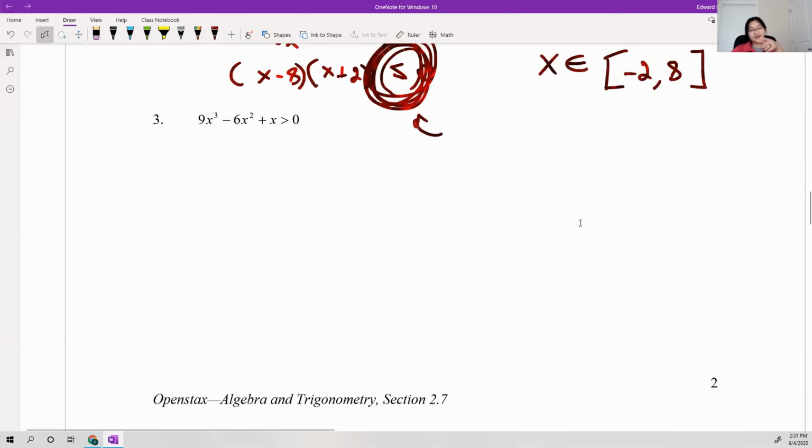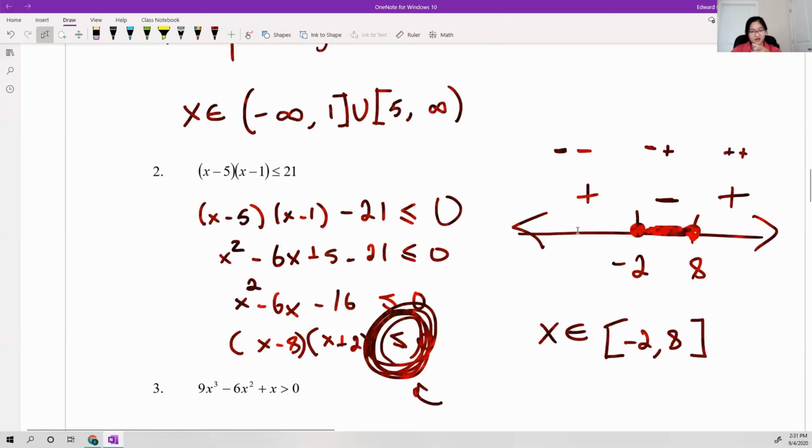Oh, and if we were nervous about that, we could take a number between -2 and 8 and plug it back into our original inequality to see if that's true. Let's do 5. Okay, 5 sounds good. 5 minus 5 is 0. Cool, we're good.